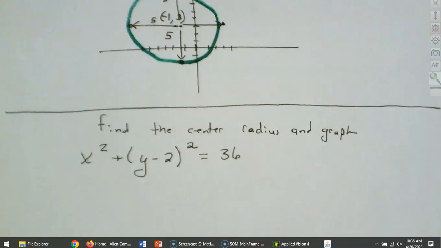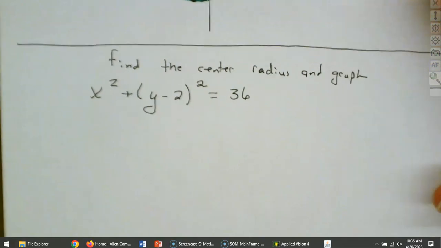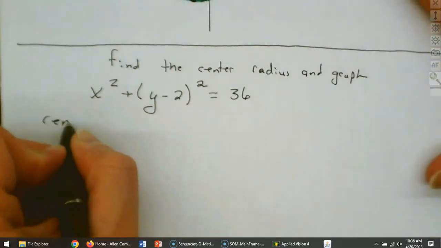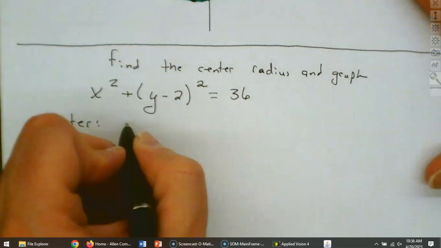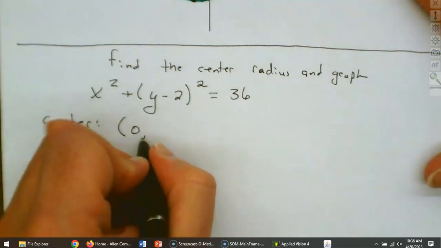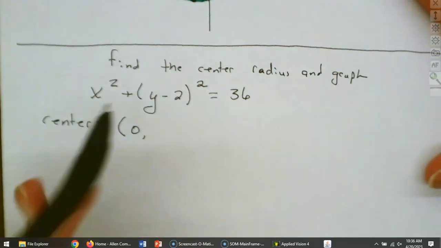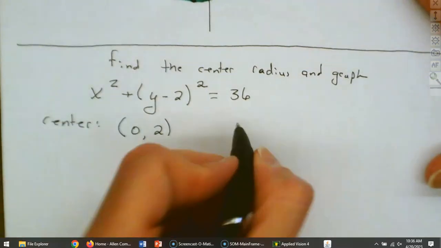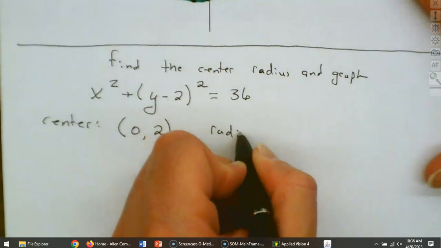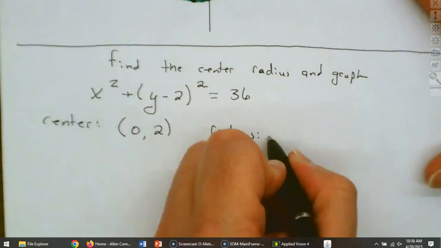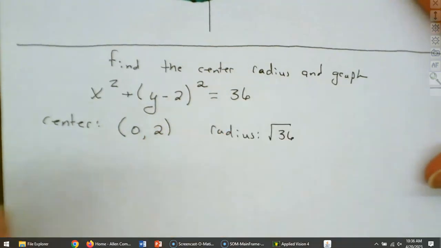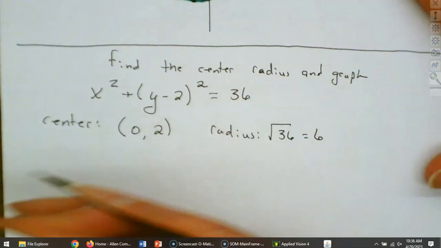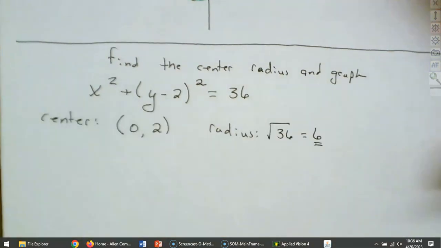Okay, now what about the x part? We don't have any number with the x, do we? So we're going to use a 0. So the center then would be 0 for the x because there's no x component. It's not negative 2, it is a positive 2. And our radius is not 36, it's the square root of 36, which is then a what? Positive 6, right?